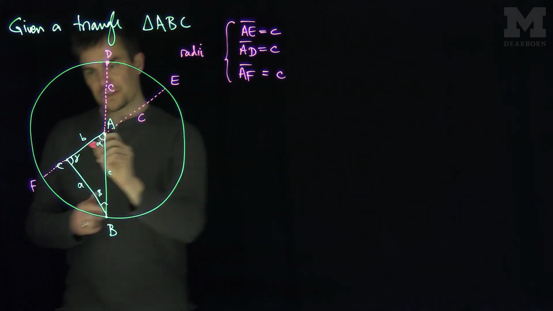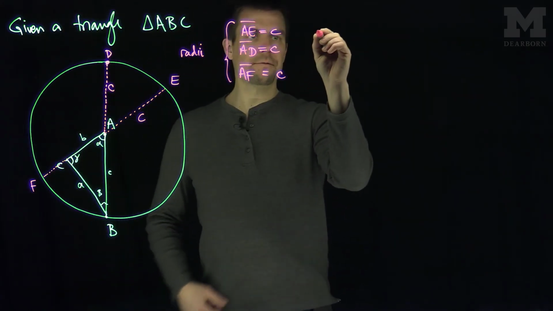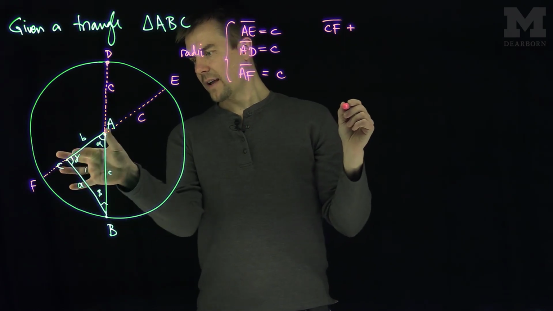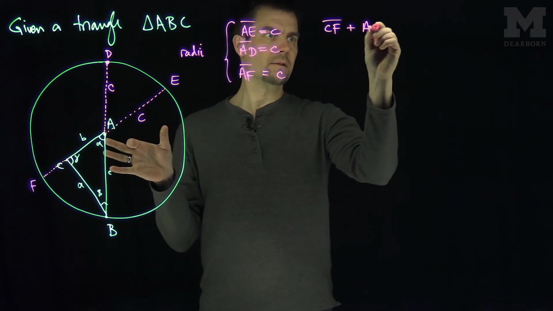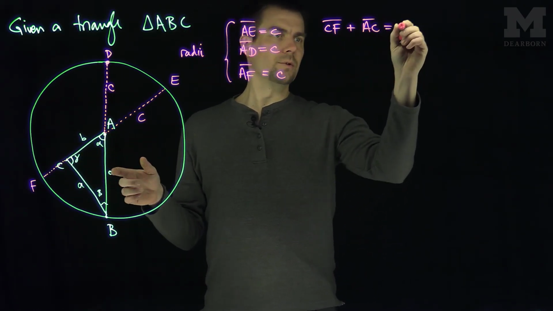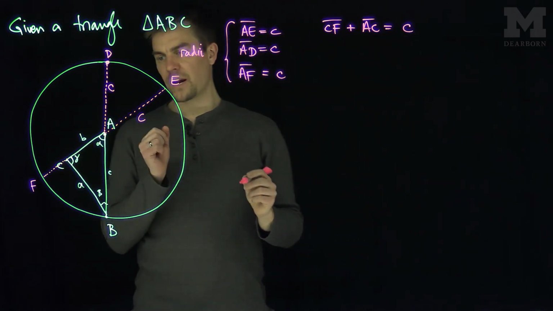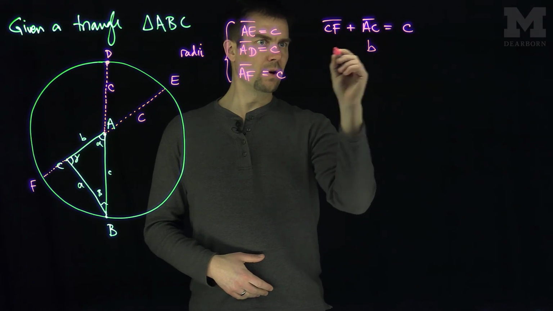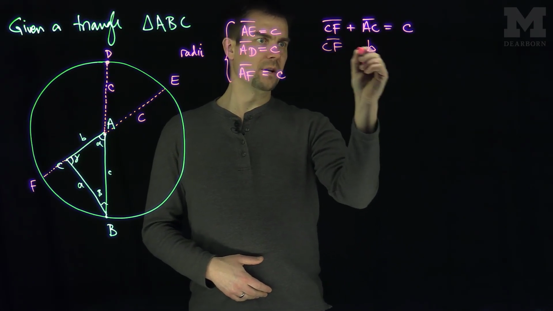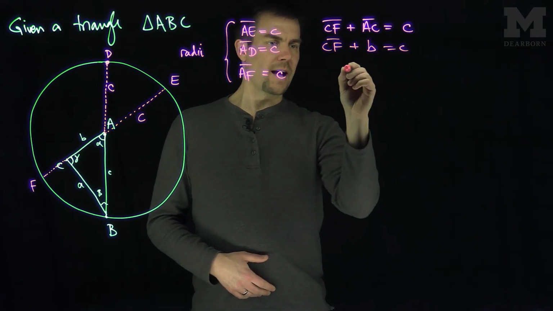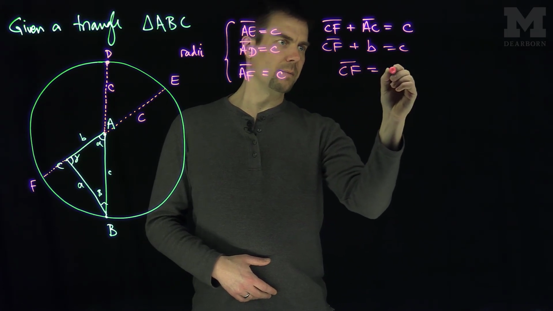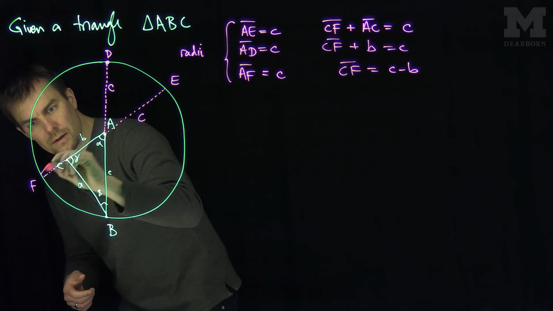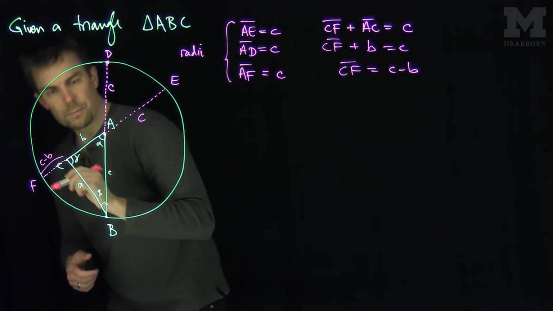And now I can find out what CF is. So the length of CF, plus the length of AC, has to be equal to c, because that total length is a radius. Now, we know that AC is equal to b, so we can find out what CF is going to be. So that length CF is going to be c minus b. So this length over here is c minus b.